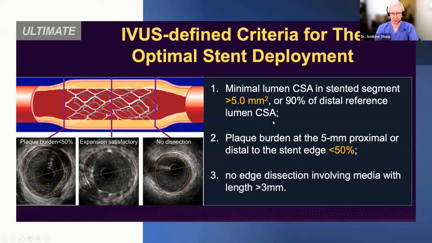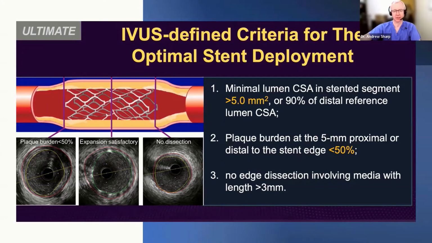Okay, so just a reminder from the last session. What are we trying to do when we size and optimize stents? We're trying to achieve the best minimum stent area that we can. And in the ultimate study, which was a randomized trial of all comers, so anyone who had PCI, 1,448 of them were randomized to either receive PCI with angiography guidance or PCI with IVUS guidance.